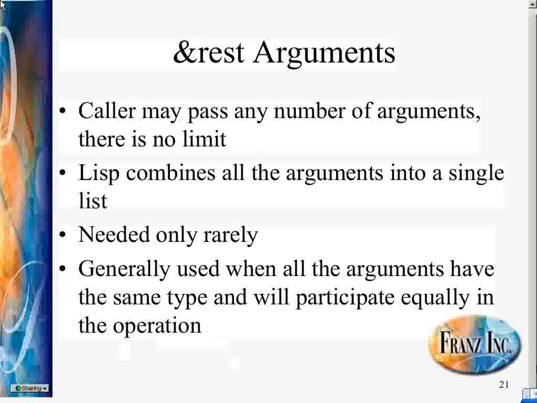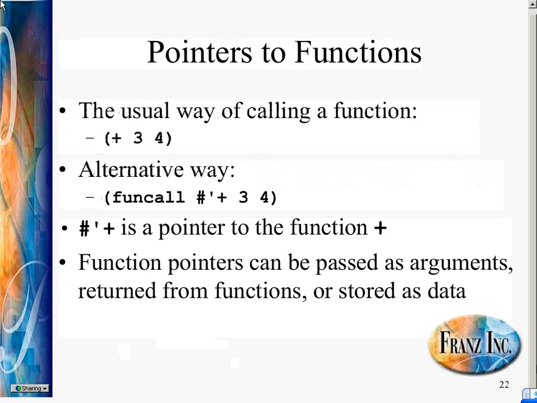Any number of arguments combines all the arguments into a single list. Mostly, unless you're adding a bunch of things together, or you're doing the same thing to everything, you might be maintaining a list of open files, and at a certain point you could have a function which will just close all those open files. So you're doing the same thing to everything. That's generally when you use an &rest argument.